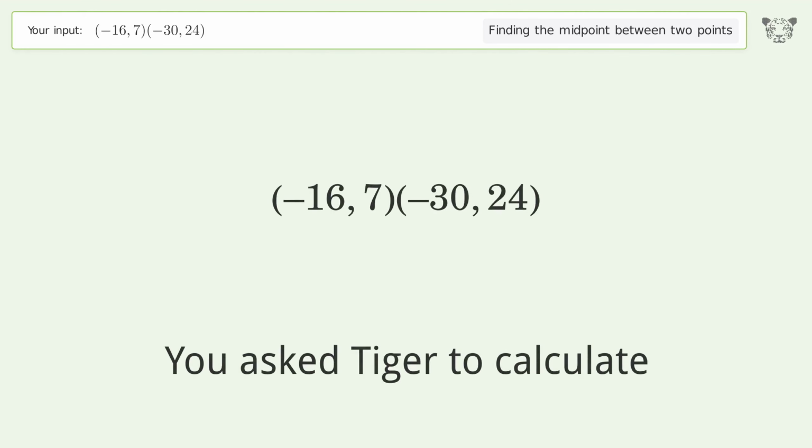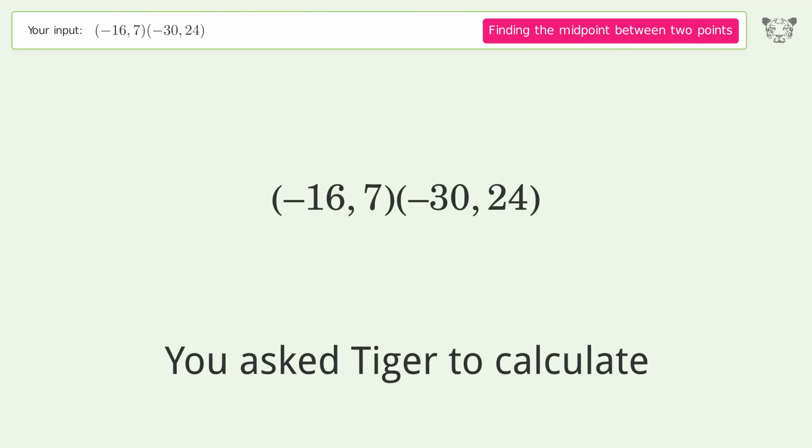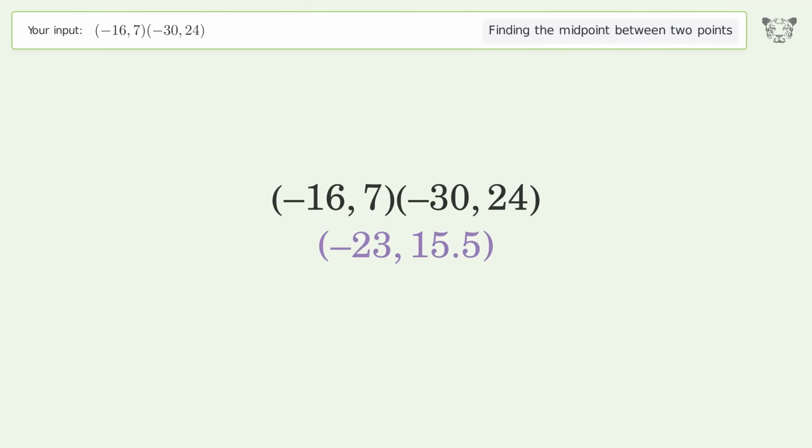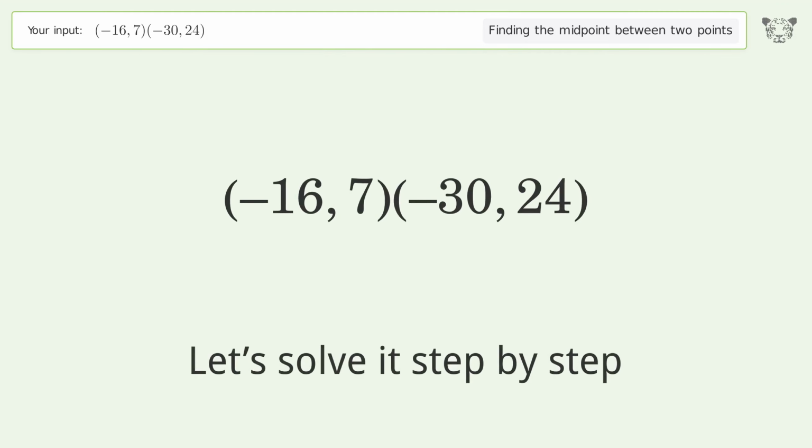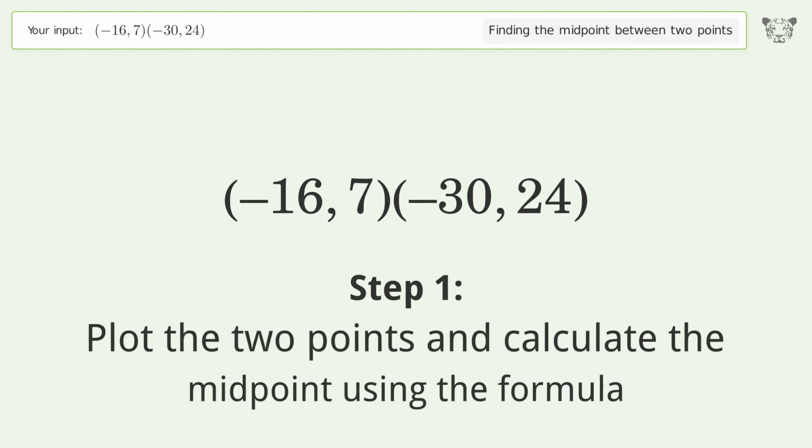You ask Tiger to calculate. This deals with finding the midpoint between 2 points. The midpoint between the 2 points is negative 23, 15.5. Let's solve it step by step. Plot the 2 points and calculate the midpoint using the formula.